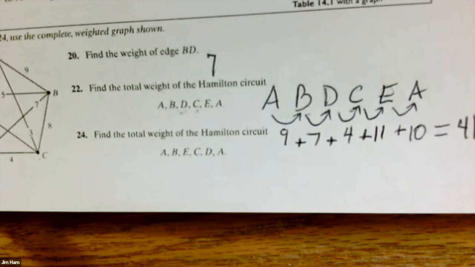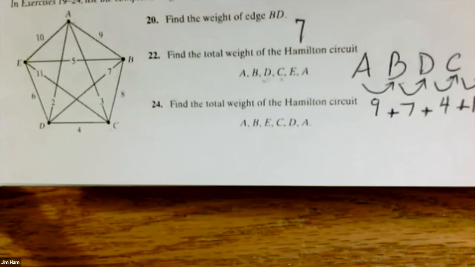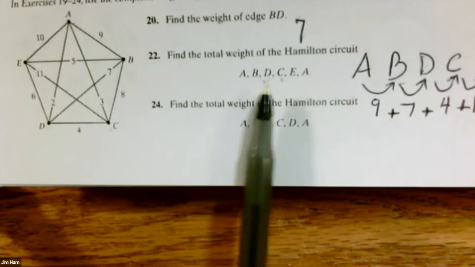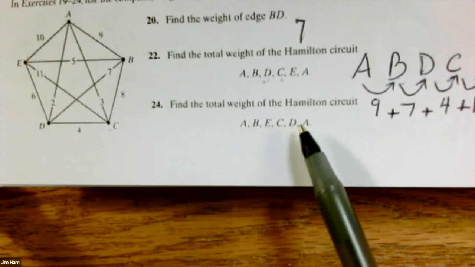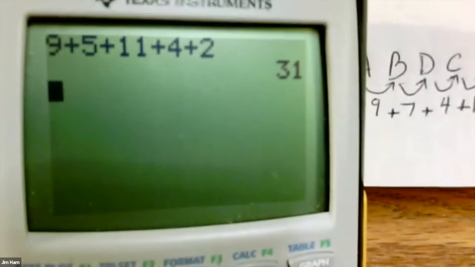Okay, before we move on, go ahead and do number 24 and put your answer in the chat. Notice it's another Hamilton circuit, but it's a different one than the one in problem number 22. But you can see you still visit all of the vertices, all 5 of them. And you start at A and end at A. Okay, I agree. This is what I got. You'd have to add 9 plus 5 plus 11 plus 4 plus 2.